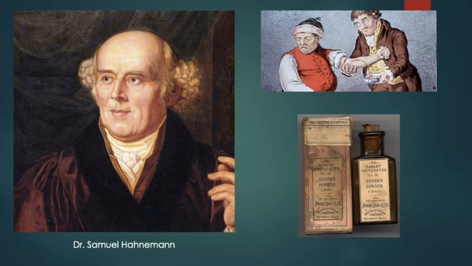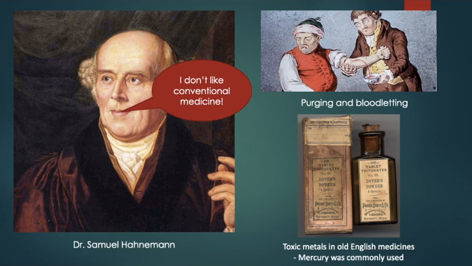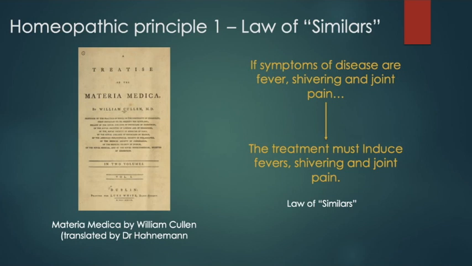Homeopathy's guiding principles emerge from the findings and writings of Dr. Samuel Hahnemann in the early 19th century. Upon graduating from medical school, Dr. Hahnemann was disillusioned by the use of purging, bloodletting, and the use of toxic chemicals prevalent in medical practices at the time. Inspired by William Cullen's Materia Medica, he began investigating the law of similars.